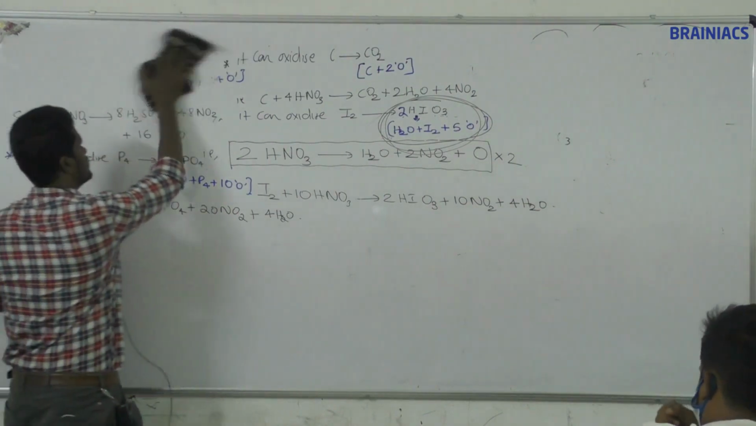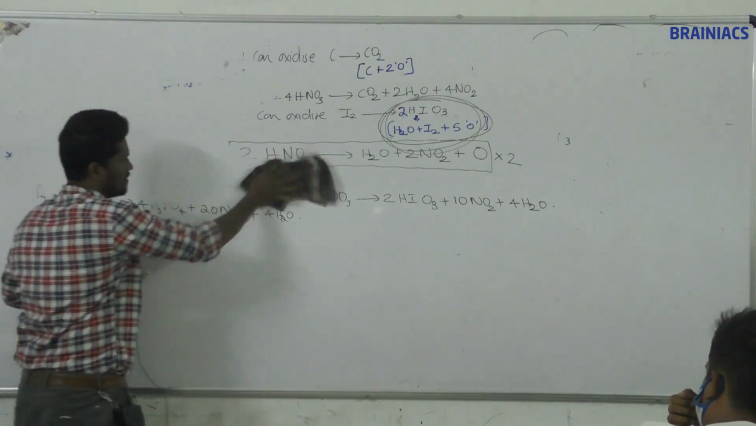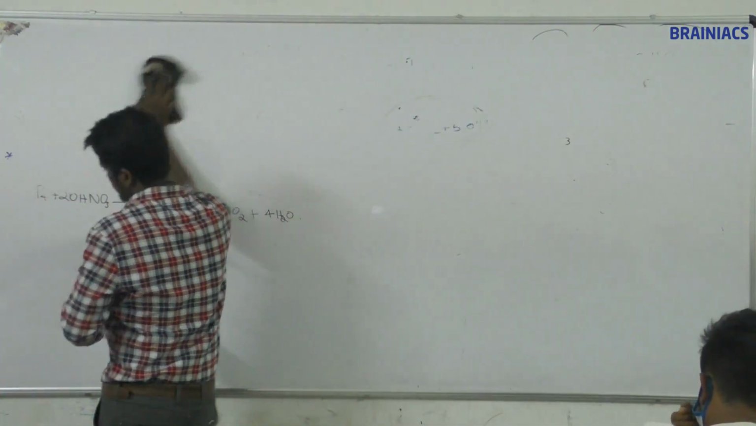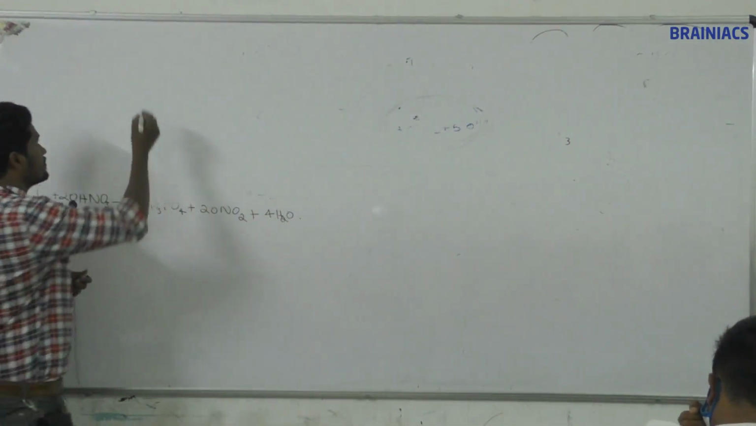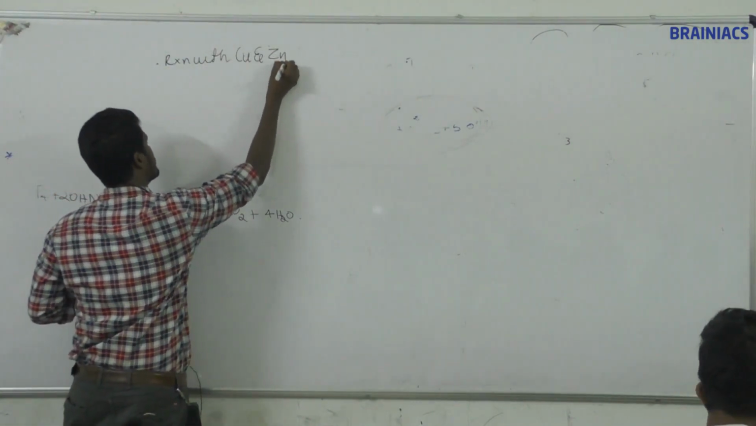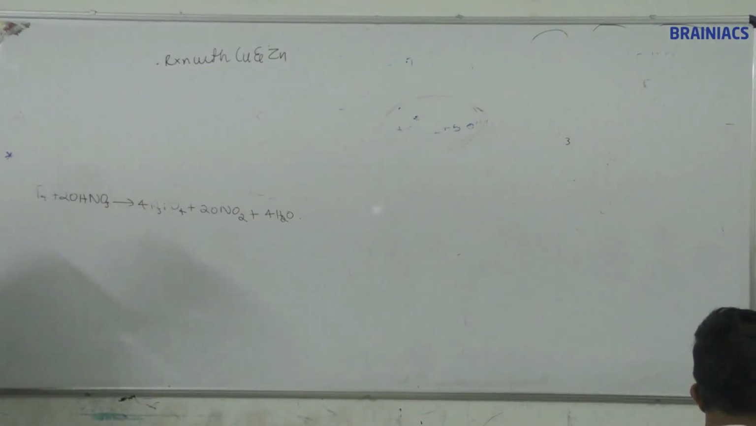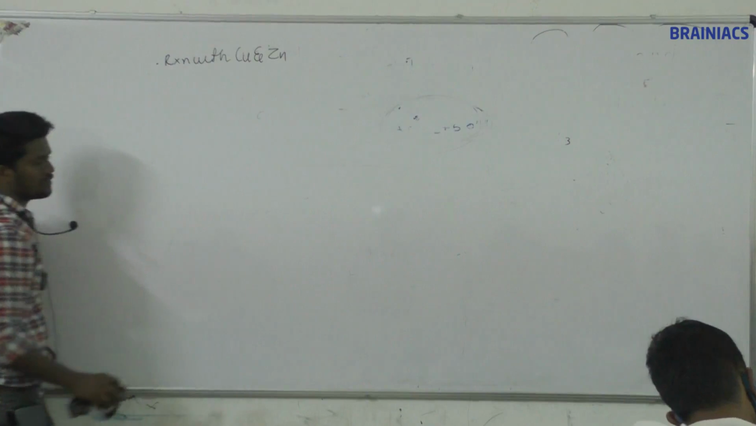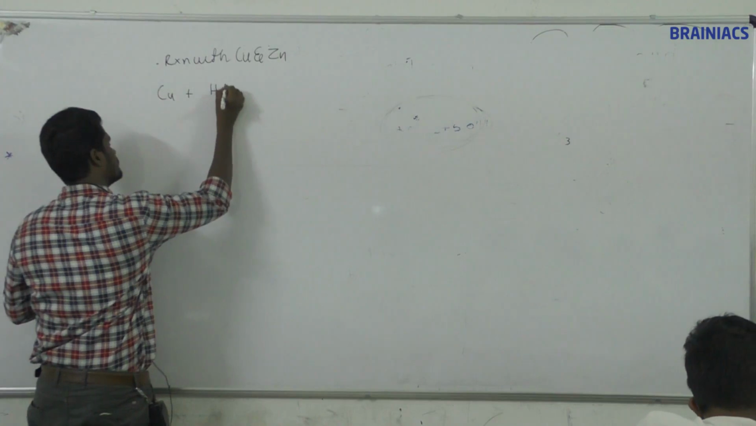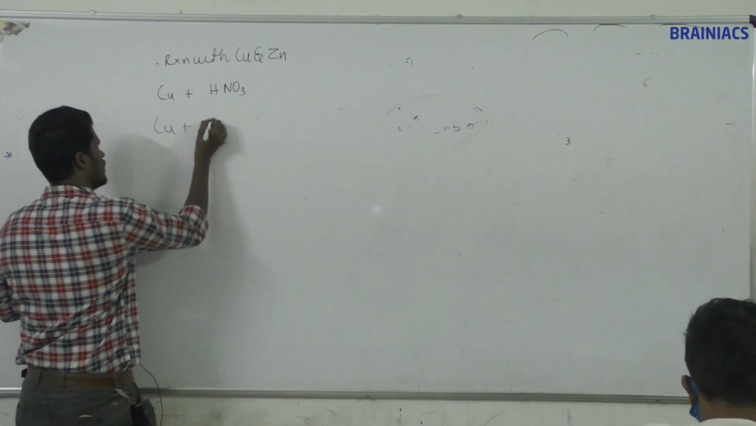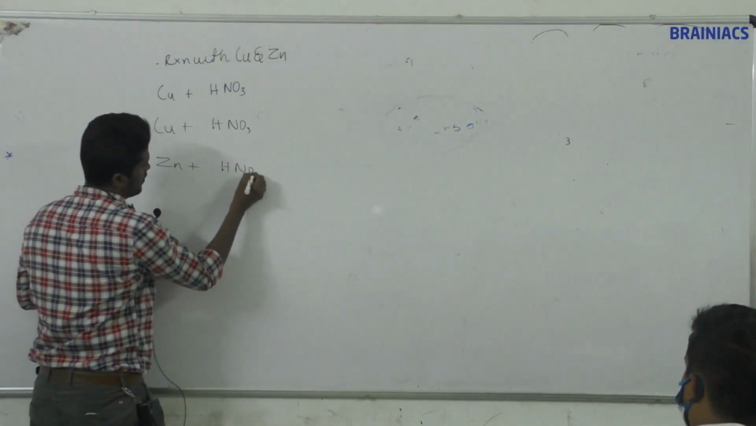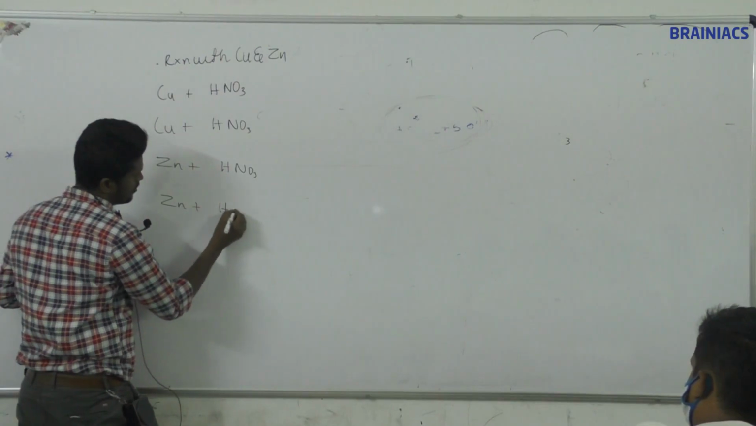Okay, next one. Reaction with Cu and Zn. Reaction with Cu and Zn. Copper and zinc. Okay, so that is Cu and Zn plus HNO3.